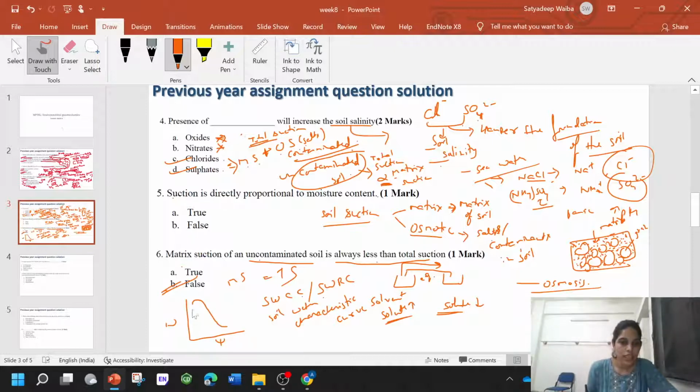Here W is the moisture in a soil, and this symbol is for the suction. Now this curve says that when the moisture is high, which is this, then suction is low. Okay, and when the suction is high, the moisture is low. It means that suction is inversely proportional to moisture content.